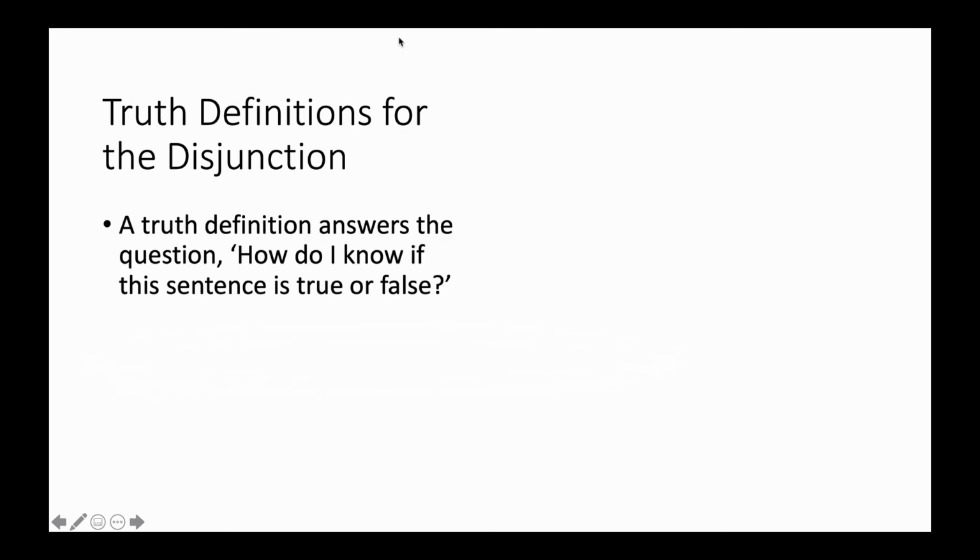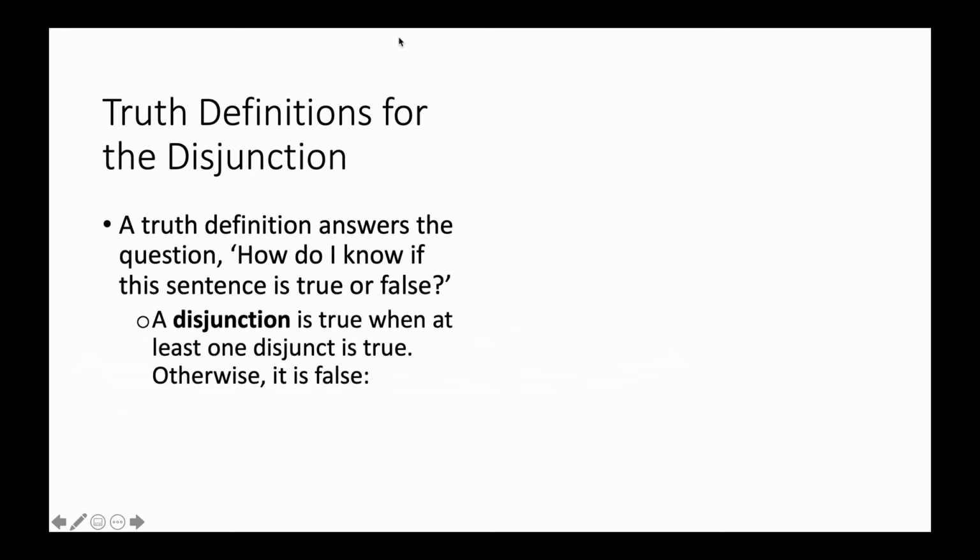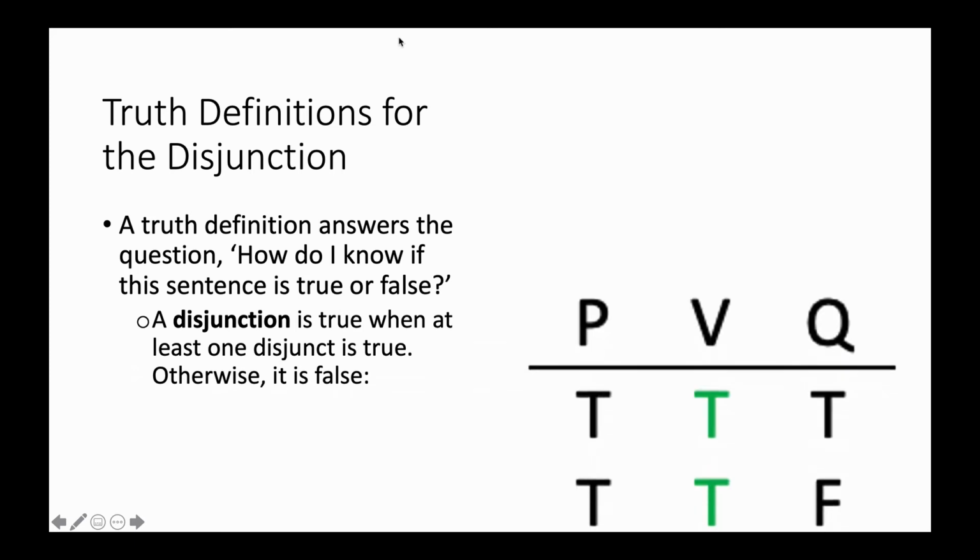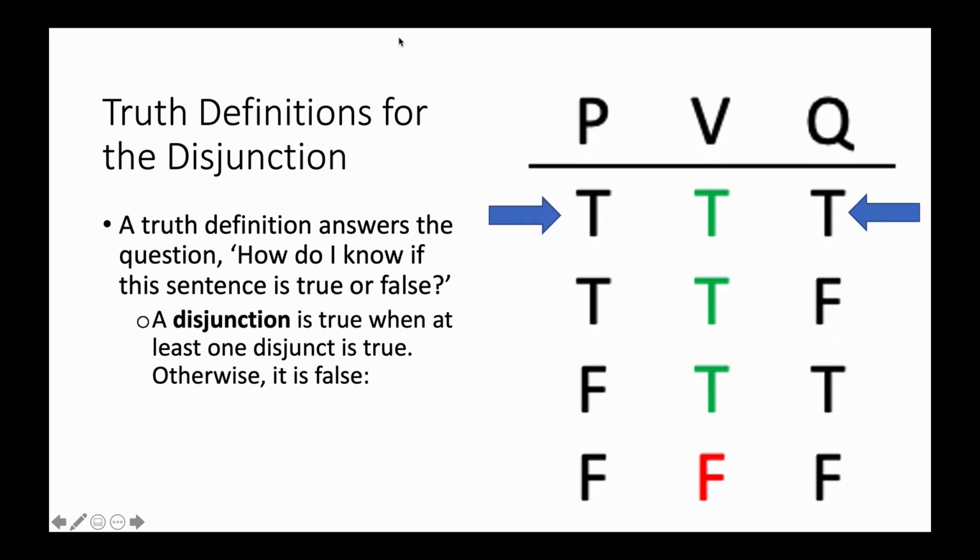So let's take a look at how that plays out in a truth table. We can help ourselves understand the definitions of the disjunction by thinking in terms of it as an answer to the question, how do I know if the sentence is true or false? A disjunction is true when at least one of the disjuncts is true, otherwise it is false. So, it doesn't matter if both of the disjuncts are true. As long as one of the disjuncts is true, the disjunction as a whole will be true.